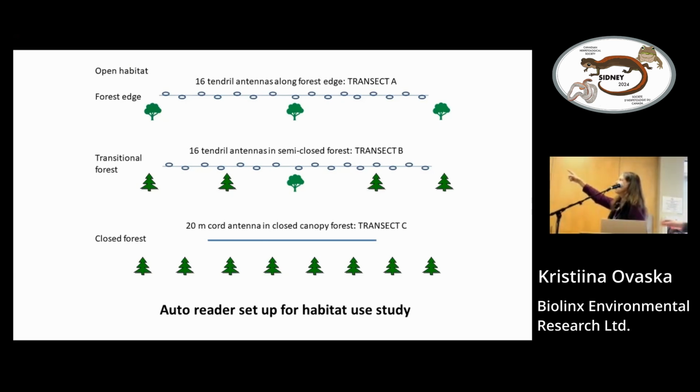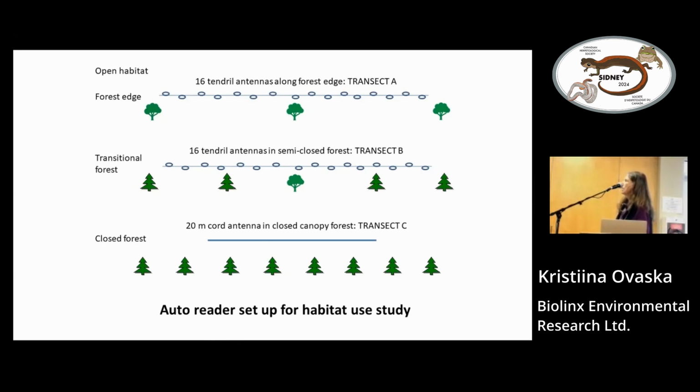If you look at the top there, that's the open habitat. We know that the snakes occur there. So we have a transect of automated units. We call them tendrils. It's porous, like a sieve, so the snakes get caught in the automated units. Each of those circular areas is an antenna that detects them when they go close. And 16 of those run by one reader at the forest edge where we know the snakes occur.